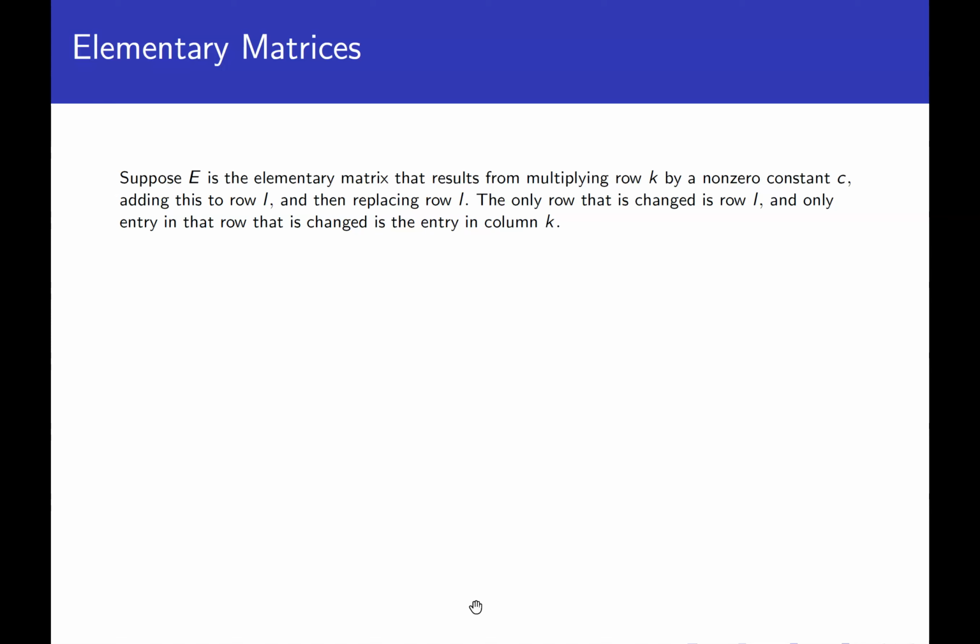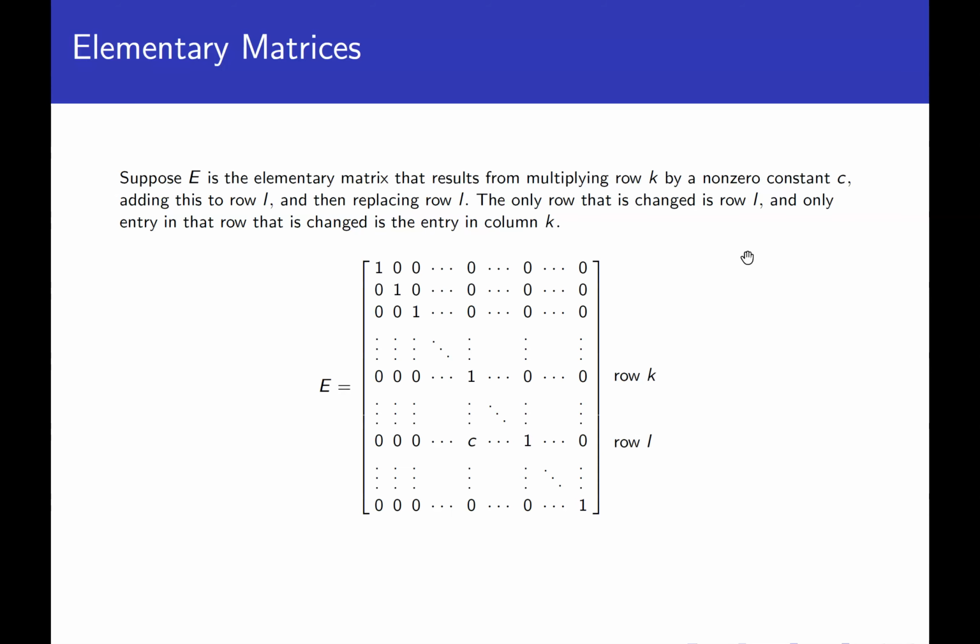Okay. So again, we notice that the only row that gets changed when we do that one elementary row operation is the row that we're replacing. And the only entry in that row that's changed is the one that's in column K. So what I mean by that is, we're taking the identity matrix. It's a lot of words and I stumbled over them, I apologize.